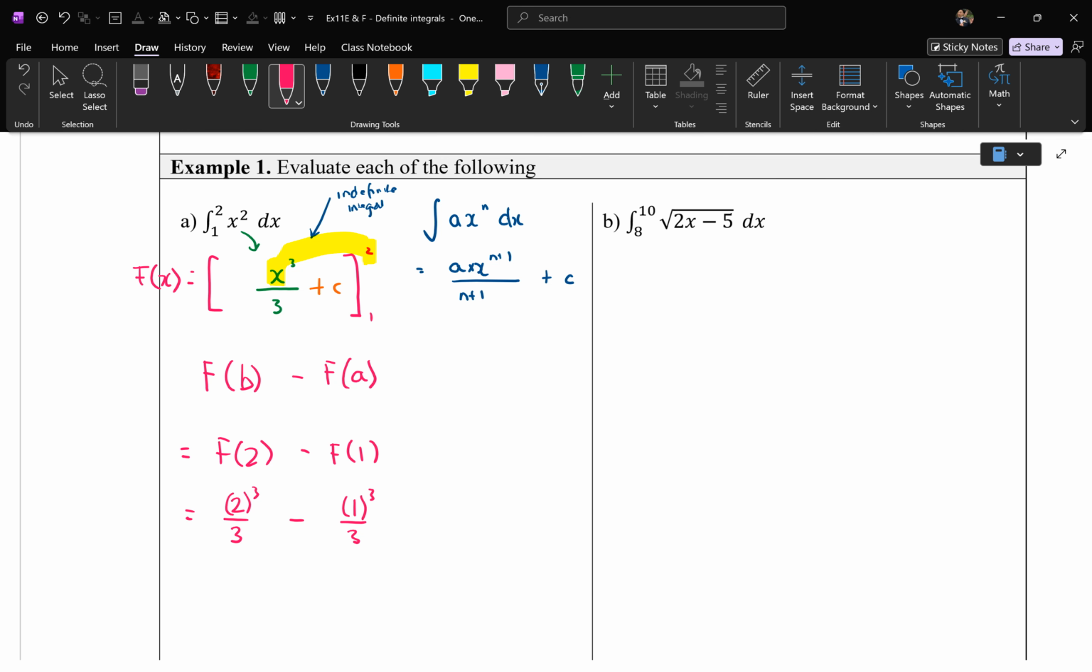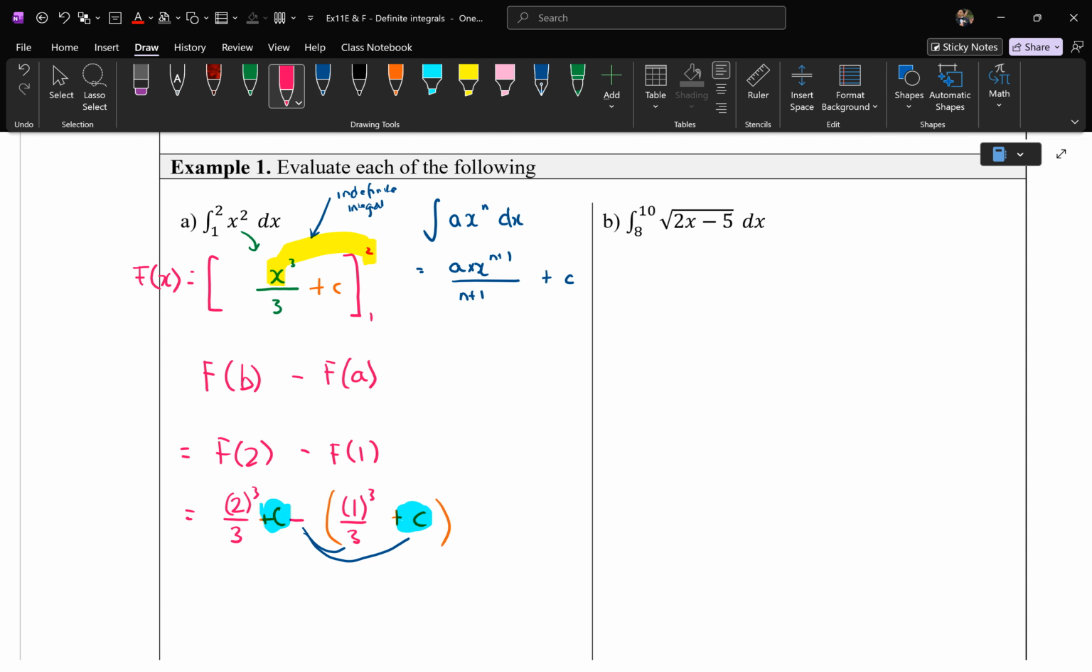Okay, now if you're wondering where's the plus c, if I put the plus c in, when you said minus f of 1, the minus and the positive will end up being a negative c. So whatever this is, these two are always going to cancel out. That's why we don't put the plus c anymore. The plus c's always cancel out.